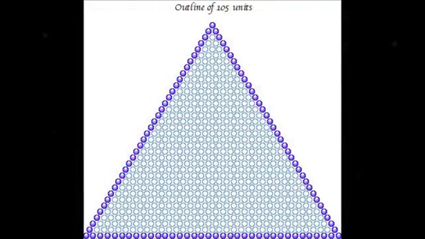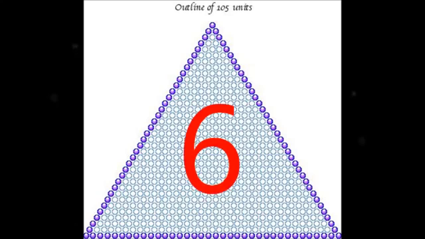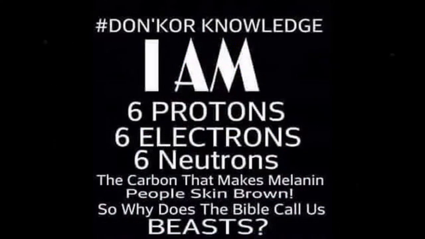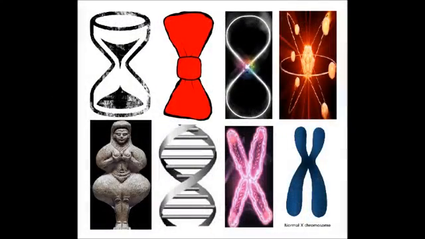So this is, again, the outline. Equilateral triangle is 105 units, and that equals up to 6. So we can't escape this science. We got to realize that amounts are really illusions. There's only one pattern, one code of existence. And when you start weaving these sixes together, you create the DNA strand. So it's very simple science.